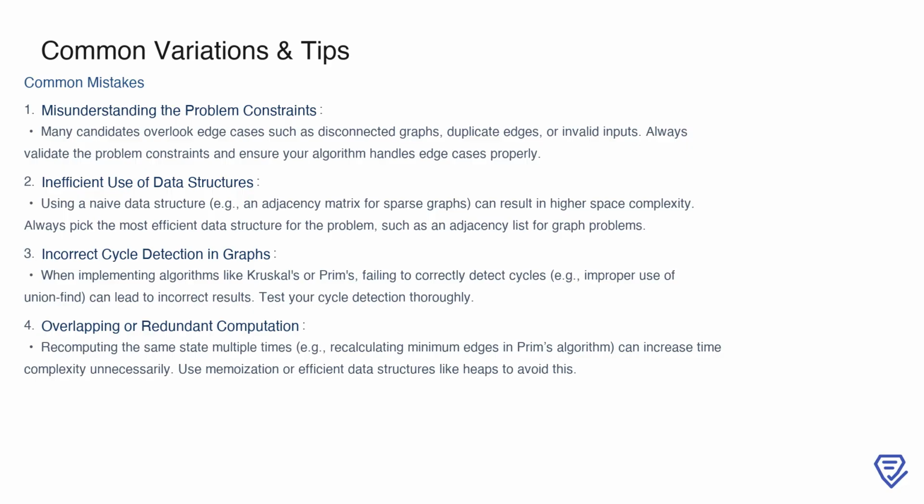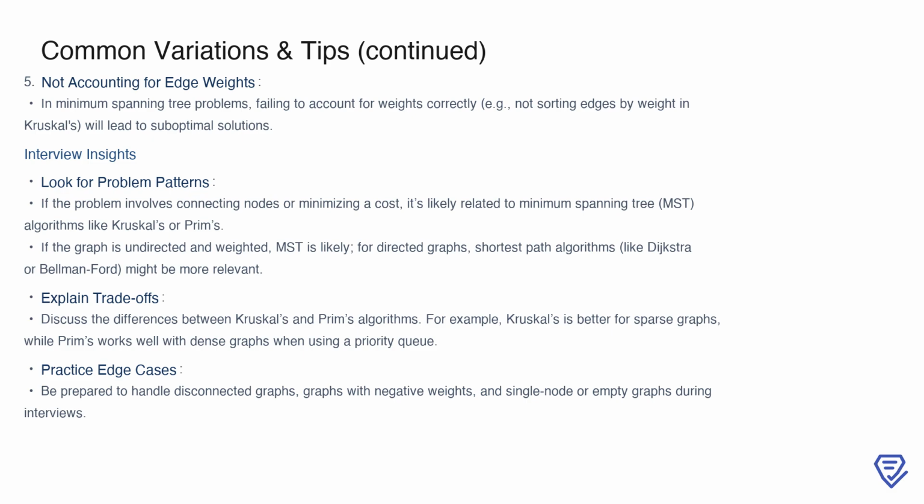Finally, overlapping or redundant computation can be a major inefficiency. For instance, recalculating the minimum edge repeatedly in Prim's algorithm can be avoided by using efficient data structures like heaps or incorporating memoization techniques where appropriate. Another important mistake to avoid is not accounting for edge weights properly. In Kruskal's algorithm, for instance, failing to sort edges by weight will yield suboptimal solutions.